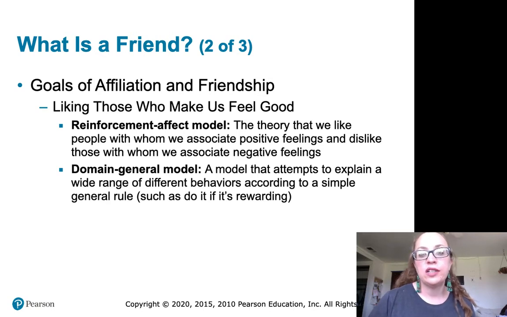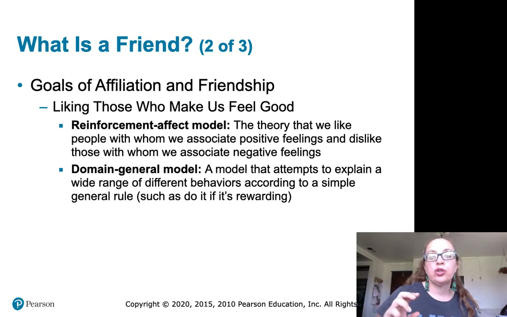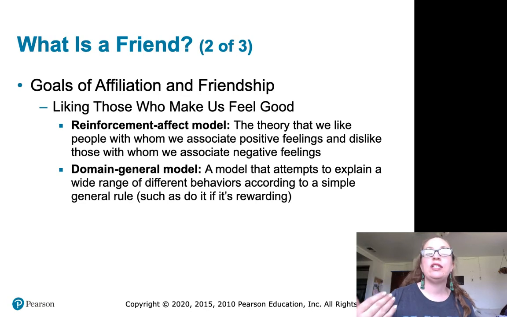All right, so what is the goal of affiliation? Why do we even want to have friends? Well, we like those who make us feel good, and that is one theory of why we have friendships. This is called the reinforcement affect model. Affect means emotions, so your emotions are being reinforced by being with or around the other person. So this theory is that we like people with whom we associate positive feelings, and we dislike people with whom we associate negative feelings.